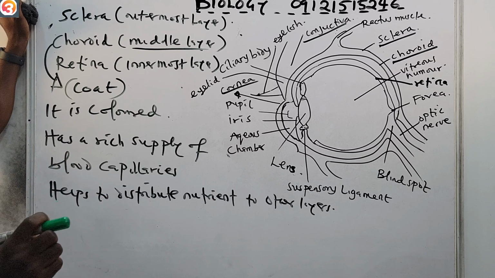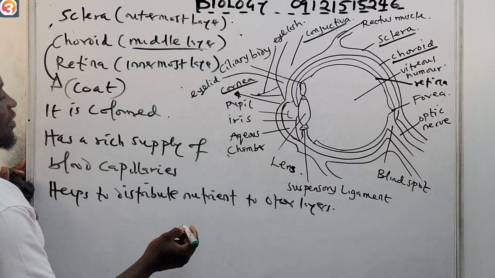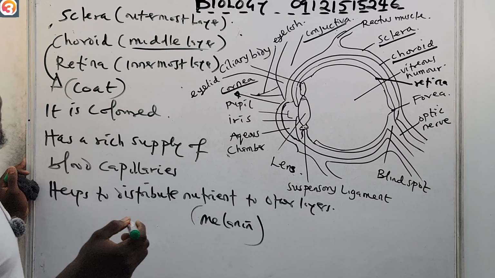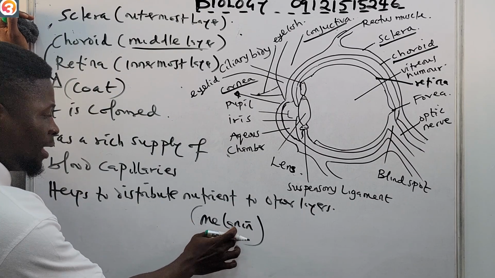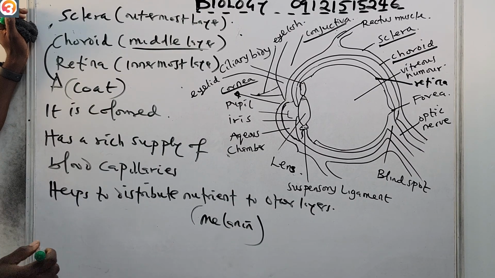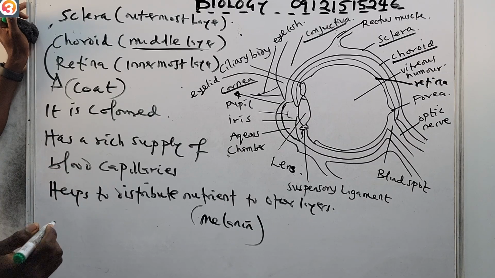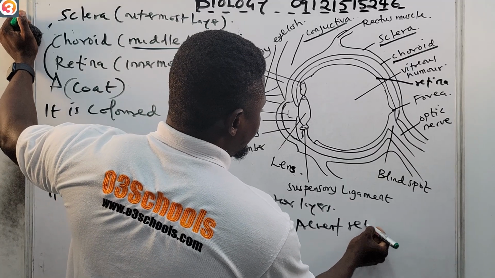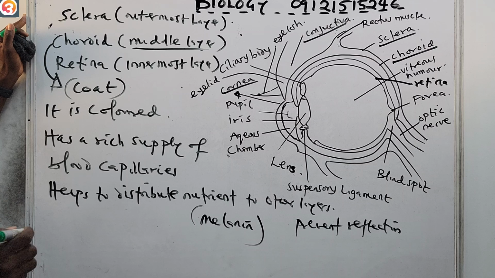The choroid also has the pigment called melanin, which is present in the eye. Why does it possess this pigment called melanin? It possesses it because it helps to prevent reflection in the eye.